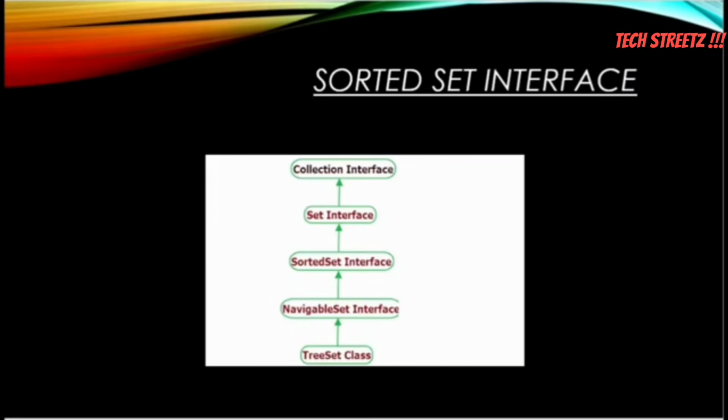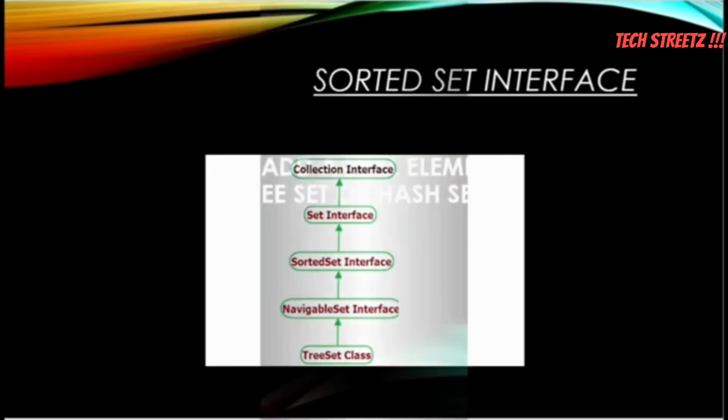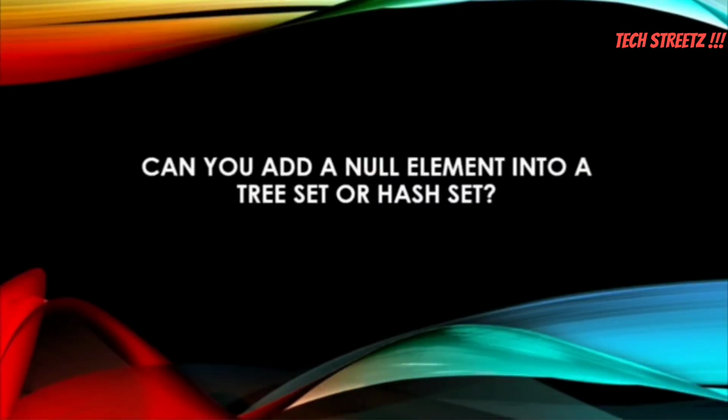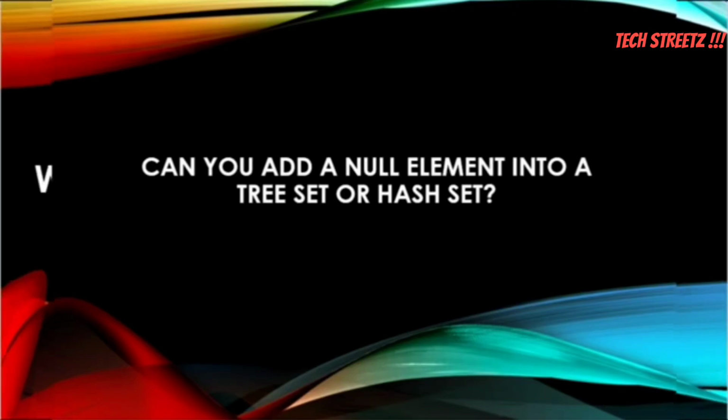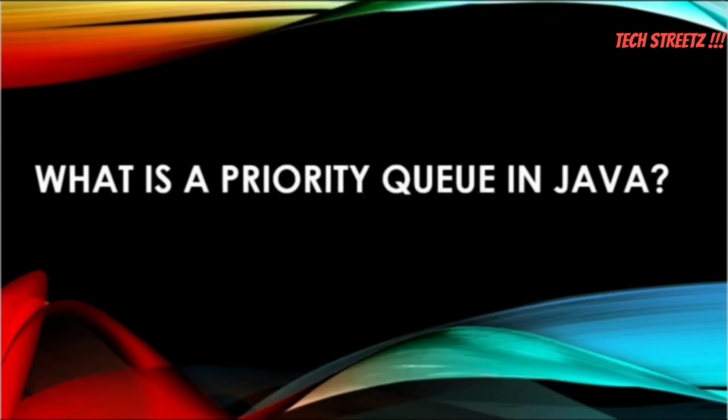Treeset is a class that implements this interface. We can create a sorted set object by using this class because it implements the sorted set interface. What happens when you add a null element into a treeset or hashset? We can add null elements in a hashset, but we cannot add null elements in a treeset. The reason is that treeset uses the compareTo method for comparing and it throws a null pointer exception when it encounters a null element.